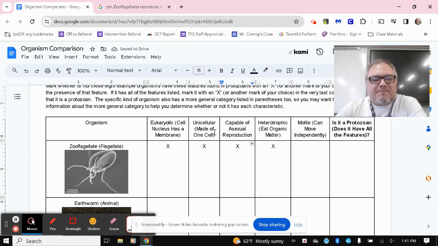Now, again, you may have some individual species here that are capable of sexual reproduction and asexual reproduction. So be careful. If it says that it can go through sexual reproduction, that doesn't necessarily mean it can't do asexual as well. So just keep that in mind. Last one, is it motile? Can it move independently? There's a couple of different ways to look at this one.